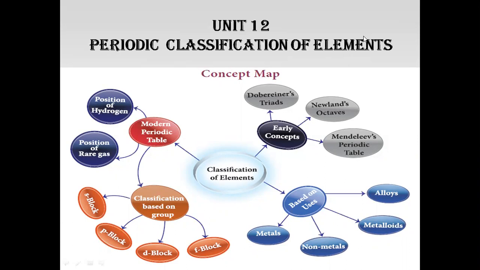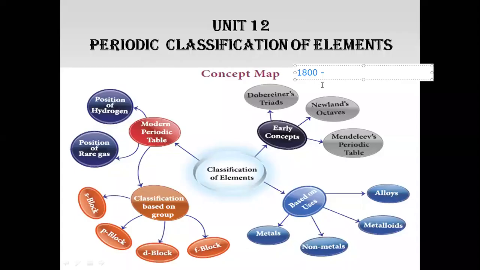In the year 1800, 31 elements were discovered. Only 31 elements were discovered.